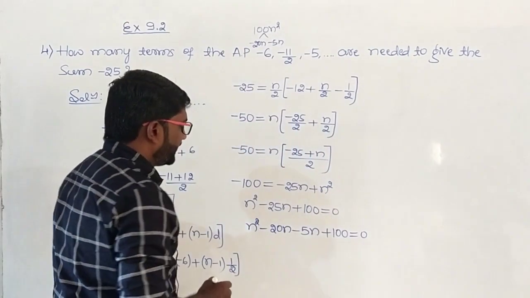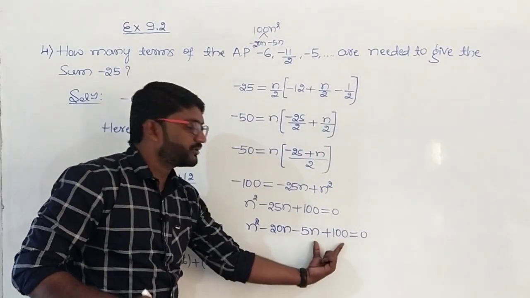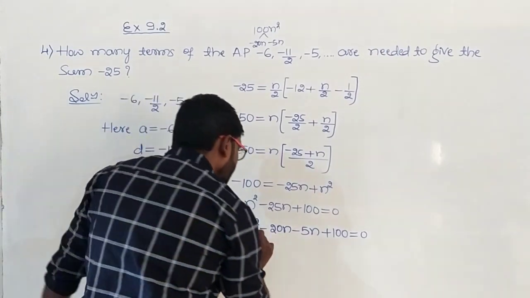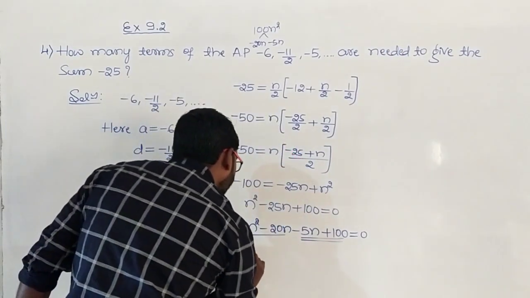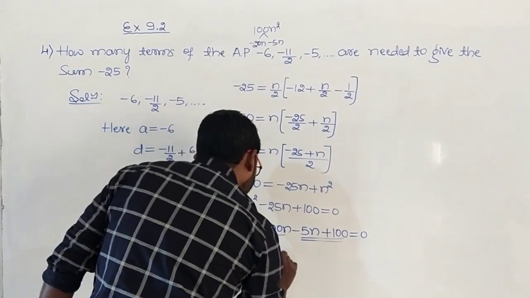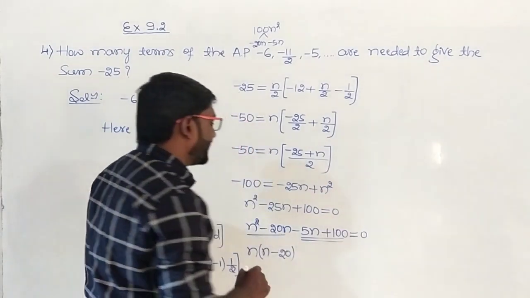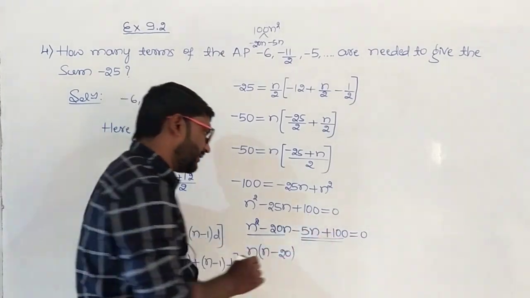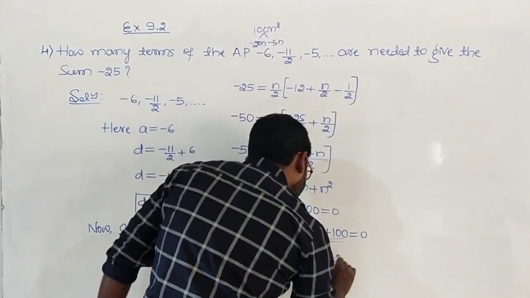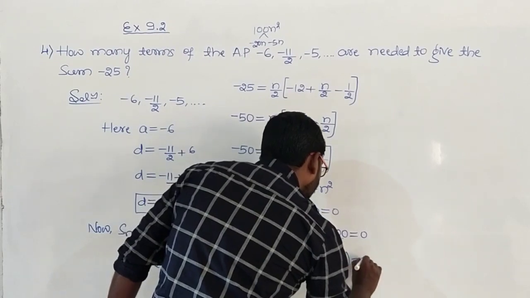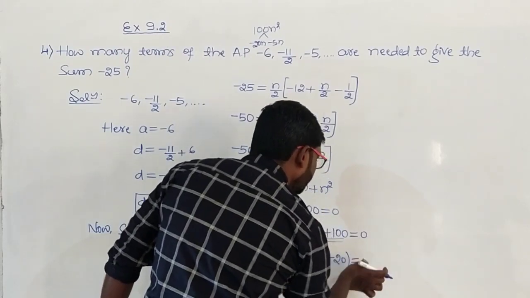So now, in the first two terms and in the next two terms, we have to take common. In the first two terms, we have n common, so we get n minus 20, and in the next two terms, we have minus 5 common. So it is minus 5. We get n minus 20, which is equal to 0.